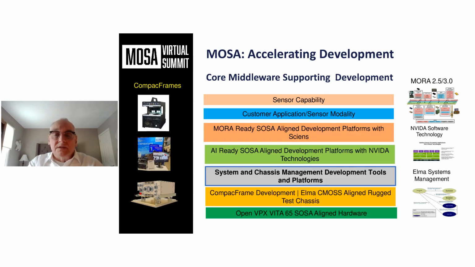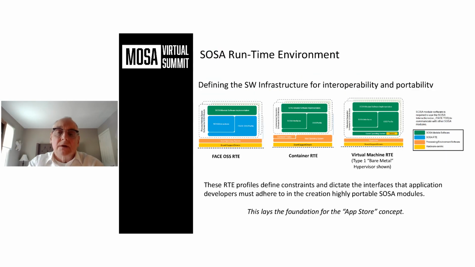So the next component of technology I'd like to talk about is system and chassis management implementation and the tools that can be used to develop that. That's pointed to by this architectural diagram that's found in the SOSA specification. In this, we've got two types of interfaces, the in-band and the out-of-band.